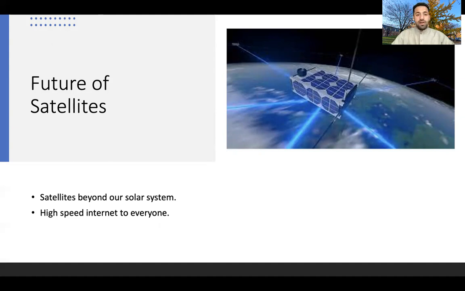In fact, Starlink company of Elon Musk has promised that by the end of 2022, they will launch a network of satellites which will cover the majority of the surface of the Earth, and they will provide high-speed internet with very low latency to everyone.